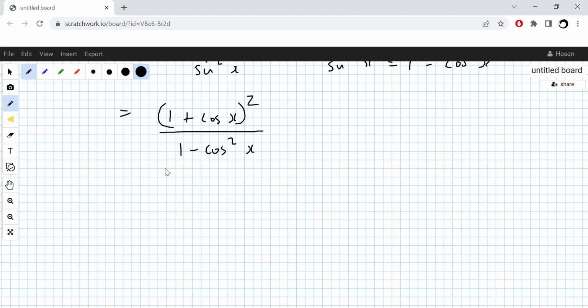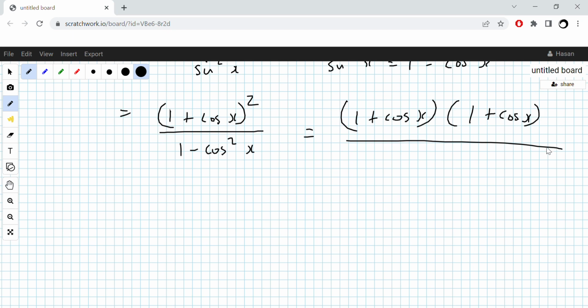What you could potentially realize at this point is there could be some cancelling out to do. We need to somehow get 1 plus cos x. This is the same as 1 plus cos x, 1 plus cos x, over 1 minus cos squared x. We need to somehow get 1 plus cos x into the bottom here.